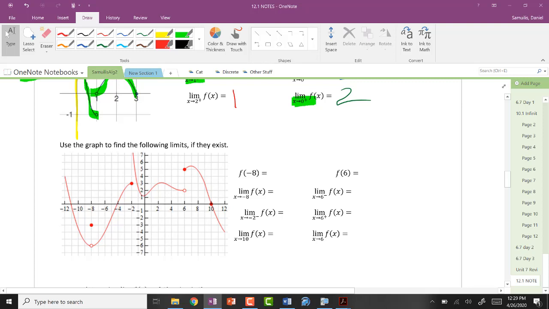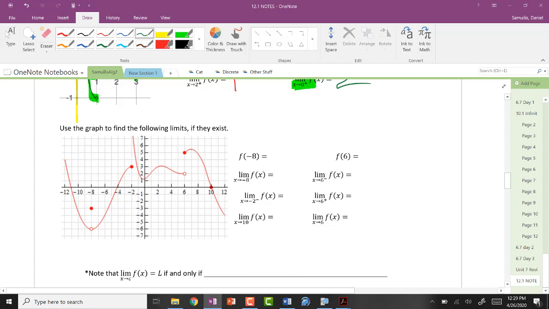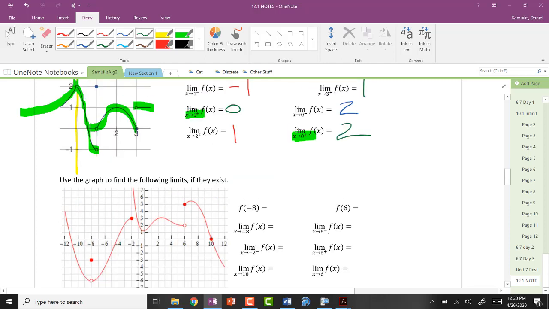Okay, so once again, for an overall limit to exist, the left and the right side limits have to be the same. So for instance, if there's not a designation, a left side or right side, if there's not a little designation over there, that is just an overall limit as x approaches -8. And what that means is that your left and your right limits have to be the same value in order for this overall limit to exist.